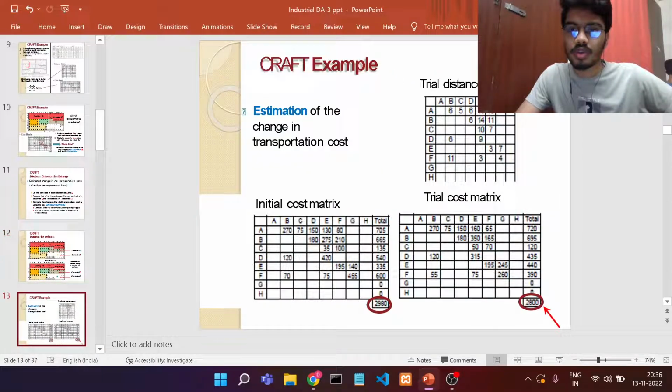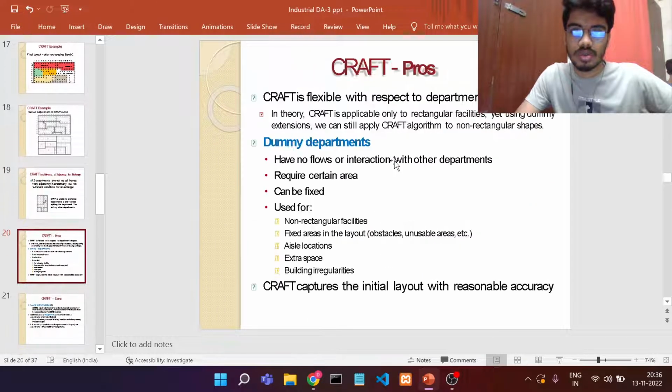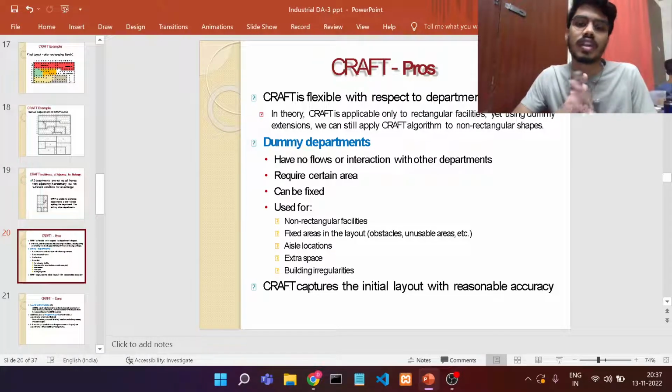So we are going to discuss the pros and cons. Here are the pros. CRAFT is flexible with respect to department shapes. In theory, CRAFT is applicable only to rectangular facilities, and departments that have no flows or interaction with other departments and require a certain area can be fixed and used for non-rectangular facilities, extra space, building irregularities, and fixed areas in the layout. CRAFT also captures the initial layout with reasonable accuracy.